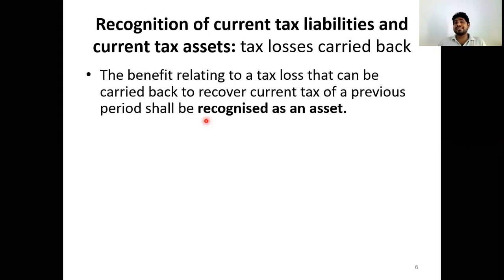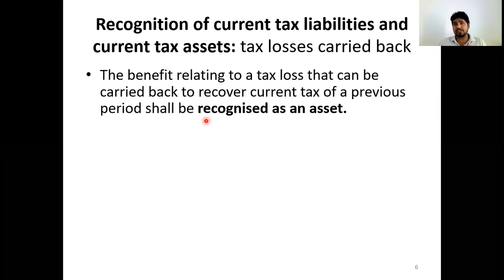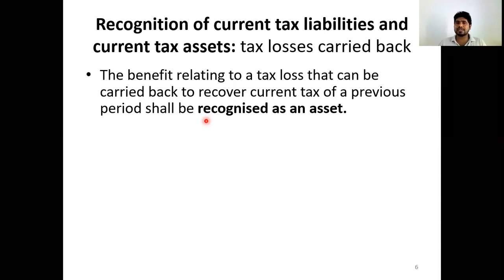The benefit relating to a tax loss, the tax loss actually is a benefit. That's why we figure it out under the current assets. The benefit relating to a tax loss that can be carried back to recover current tax of a previous period shall be recognized as an asset. Simple, right? So if you make profit, we have to pay to the government. Therefore, that is a liability. If you make a loss, you get money from the government. Therefore, it is an asset. Actually, you can't get money from the government. What you can do is credit that tax, set off that tax receivable from the government against a future period, right?